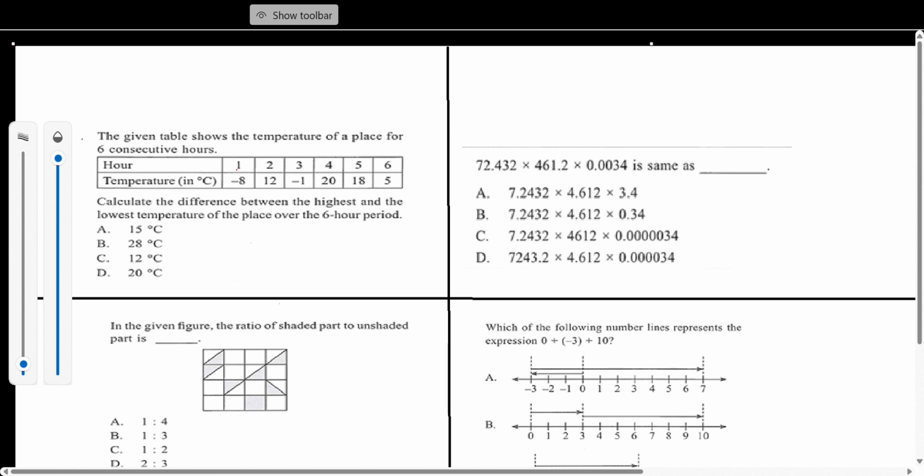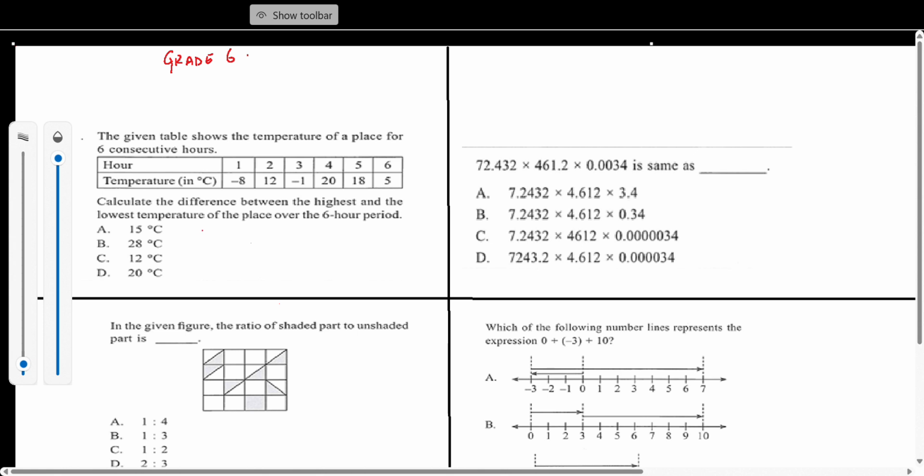So these I've picked up 4 questions from the mathematical reasoning and the everyday mathematics section of the grade 6 Olympiad paper. So let us straight away get to the question. So these are all grade 6 questions. The one on the top left, it shows the temperature of a place over a period of 6 consecutive hours, and it asks us to calculate the difference between the highest and the lowest temperature.